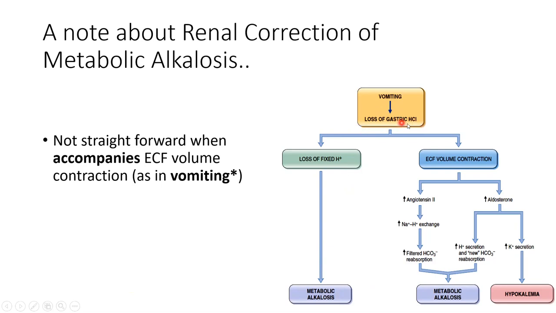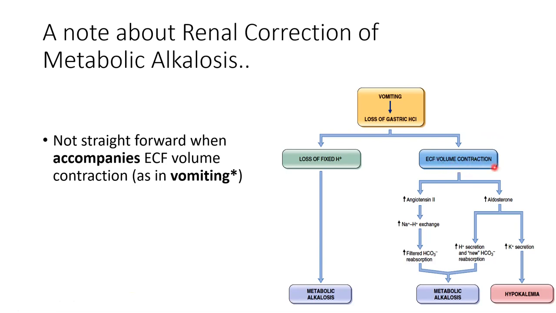Vomiting is loss of gastric HCl, excessive vomiting, I should say, in which you have lost fixed acid, and this easily goes into the metabolic alkalosis side of things, right? But at the same time, you're also losing fluid. So ECF volume would contract. Now check this out. Most of this information you should know, except maybe one or two bits here. So just remember principal cell, alpha-intercalated cell, angiotensin II, and aldosterone. All of this we have done in the previous lectures. It just comes together here.